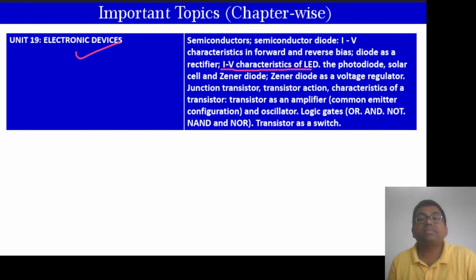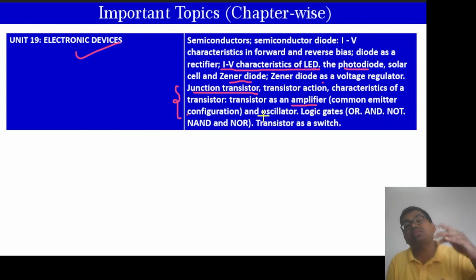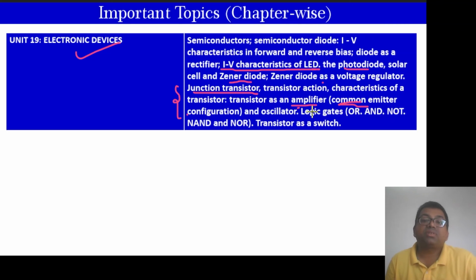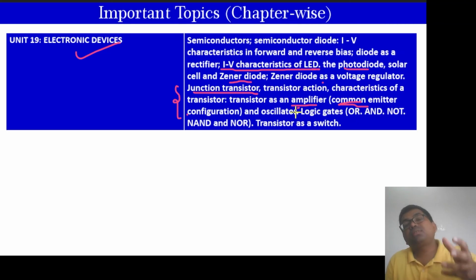Then IV characteristics: questions on IV characteristics of special devices like LED, photodiode, and Zener diode are very important. Then junction transistors are important because transistor-based questions come, such as application of a transistor as an amplifier. Particularly the common emitter configuration is the most common. They can ask for other configurations, but the formulas remain the same, they are not going to change.